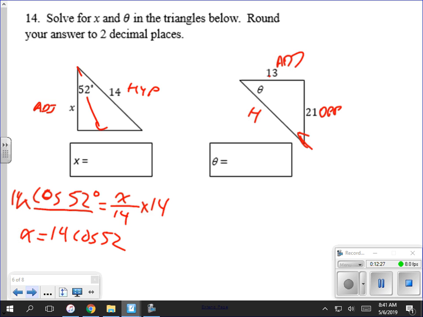So you take 14 times the cosine of 52 on your calculator, because you're not going to be like me and have to do it by hand. That's how I did it when I was a kid, back in the old dark ages. 8.619. It says 2 decimal places, but if you give me 3, that's okay.